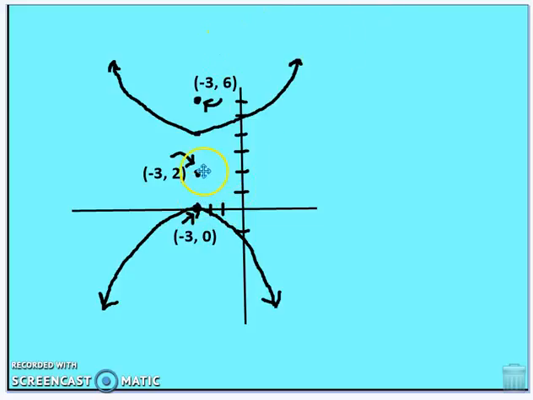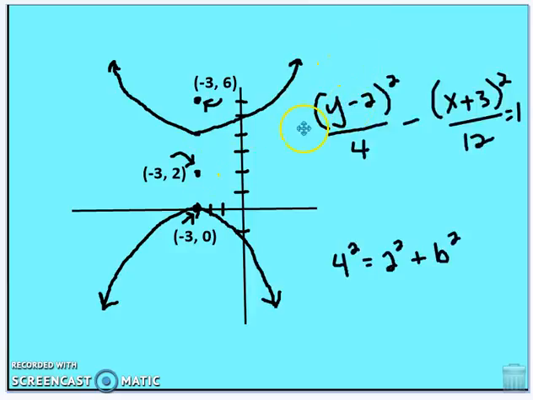So we first are going to establish the coordinates for the center. It's going to be negative 3, 2, and I know it's vertically oriented, so I'm going to write y minus 2 squared minus x plus 3 squared. Now I have to figure out the value for a. The value for a is the distance from the center to the vertex along the transverse axis. Negative 3, 2 to negative 3, 0 leaves me with 2 units. 2 units squared leaves me the value for a squared, which is 4.